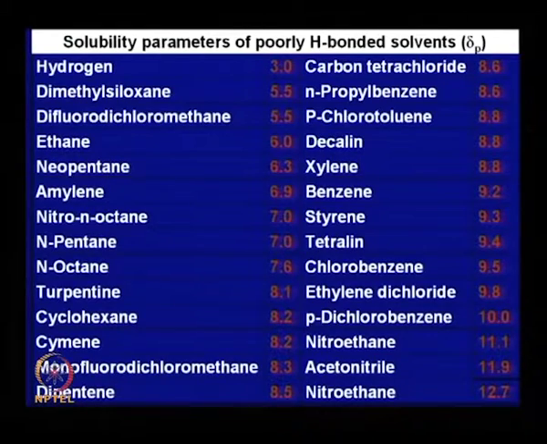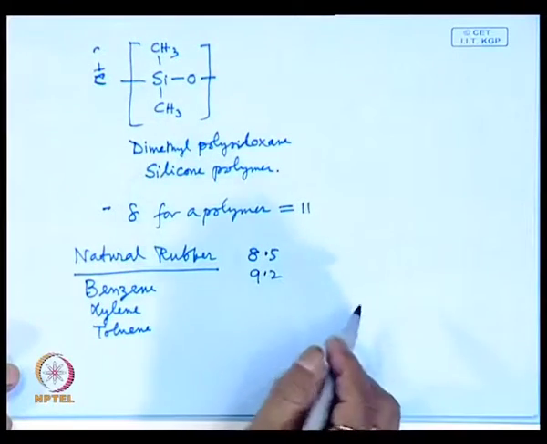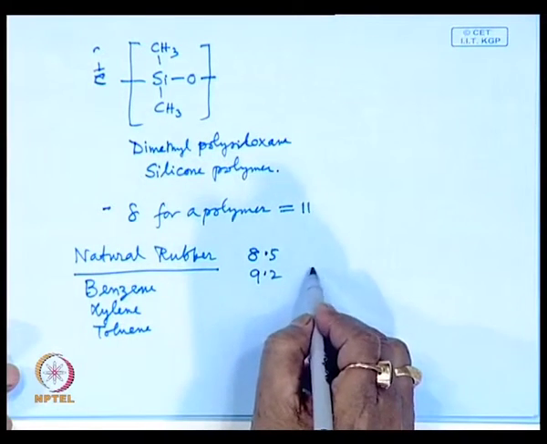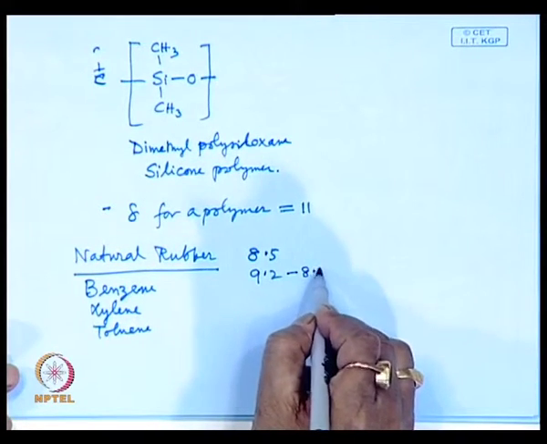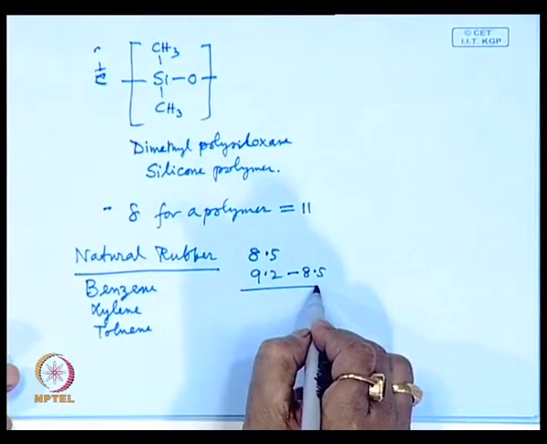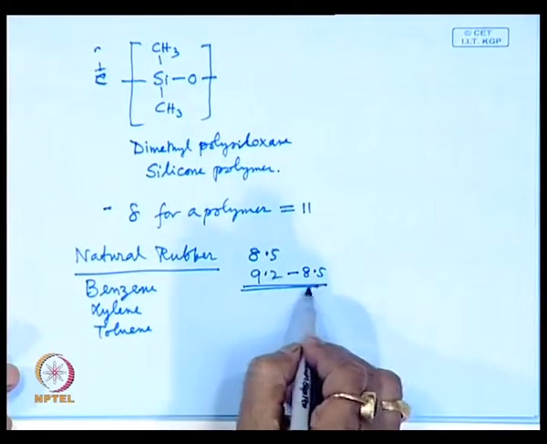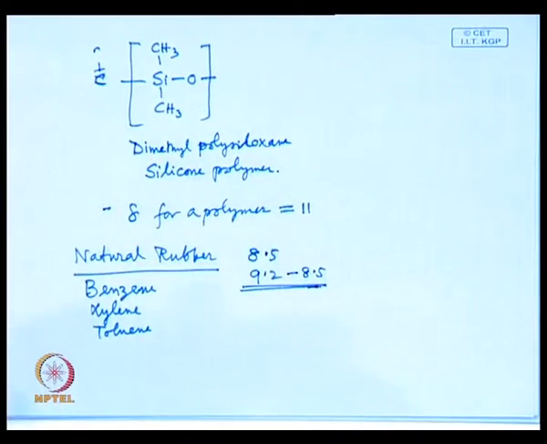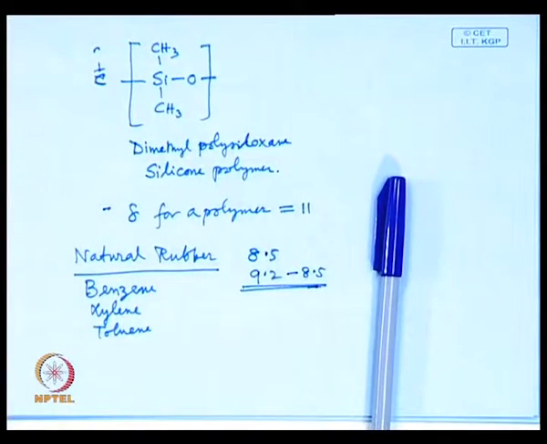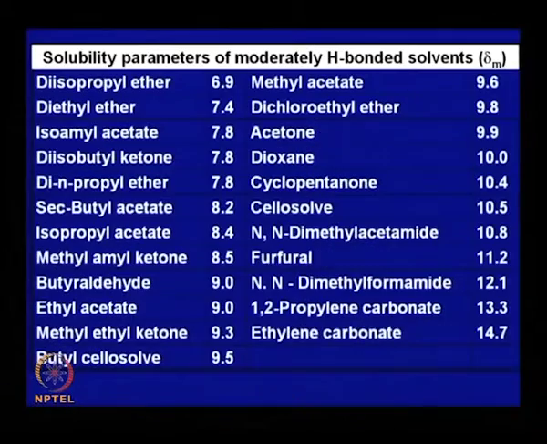So, look at the solubility parameter values of benzene, toluene, xylene. For benzene it is 9.2. So, the difference is 9.2 minus 8.5, it is very close. So, if the solubility parameter values of the polymer and the solvent are close, then we can consider that this particular solvent can be used as a very good solvent. So, this way you can go for selection of a solvent for a suitable polymer.